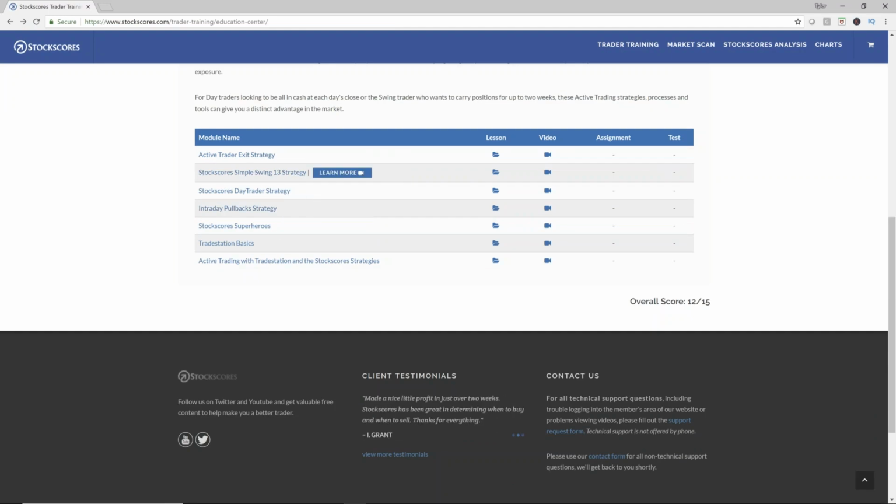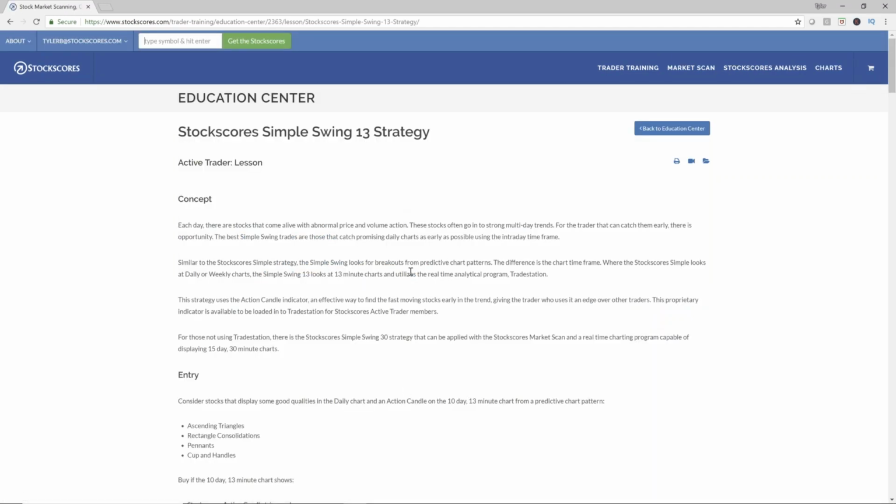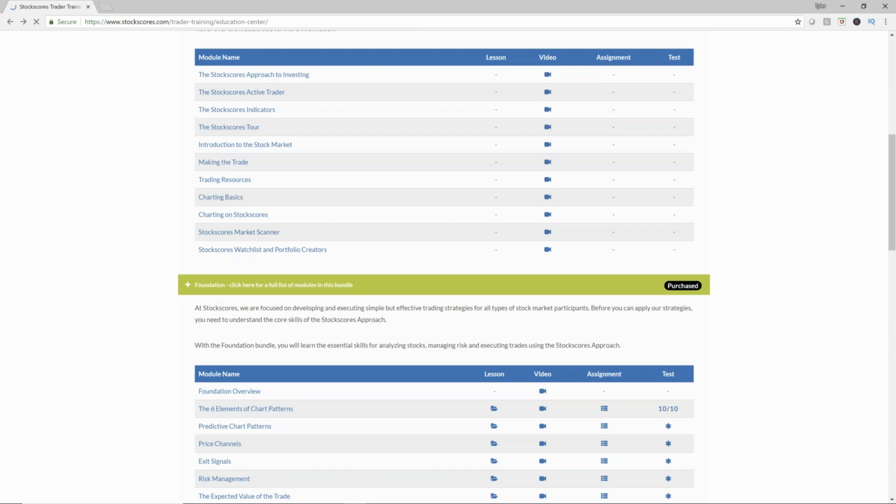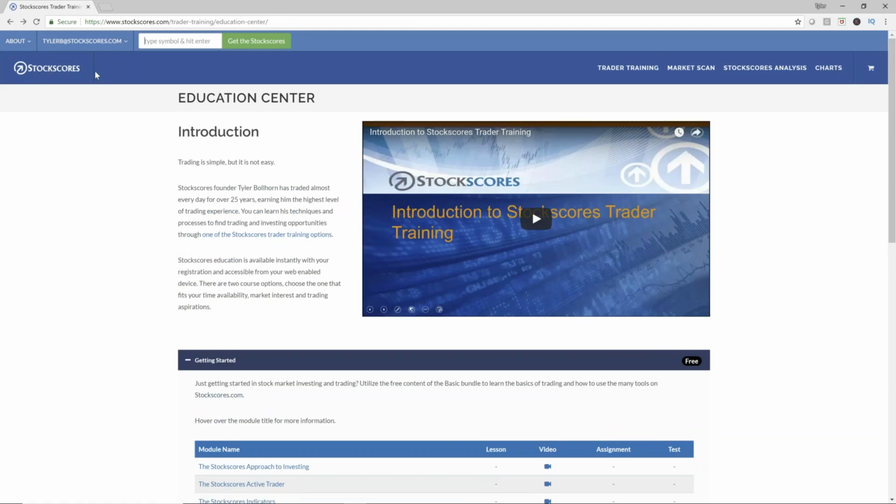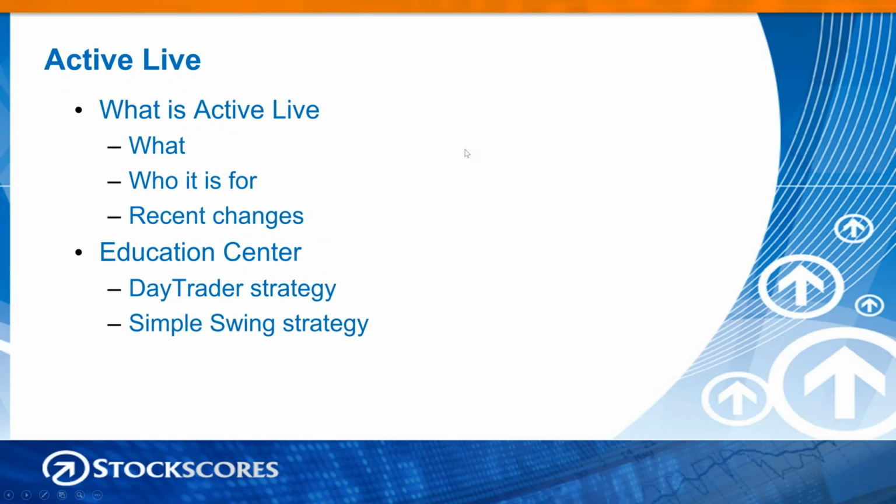So right here, simple swing, click on that, and again, there's the lesson that teaches essentially looking for 13-minute action candles from the appropriate pattern. So again, I won't go into the rules of the strategy in this presentation, but that's where you would go to get a refresher on that.